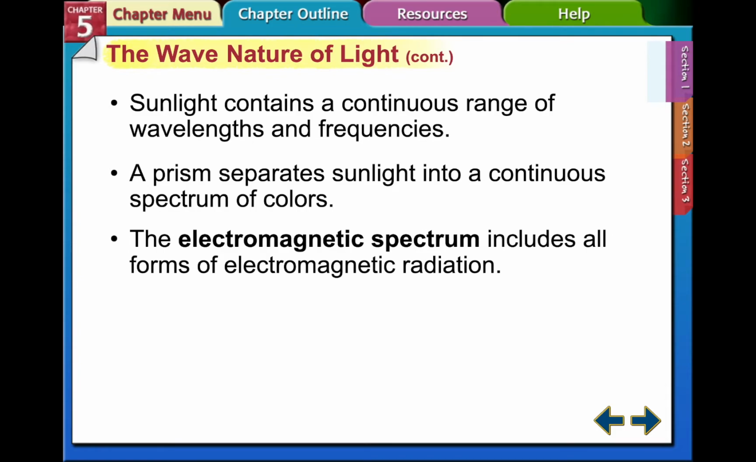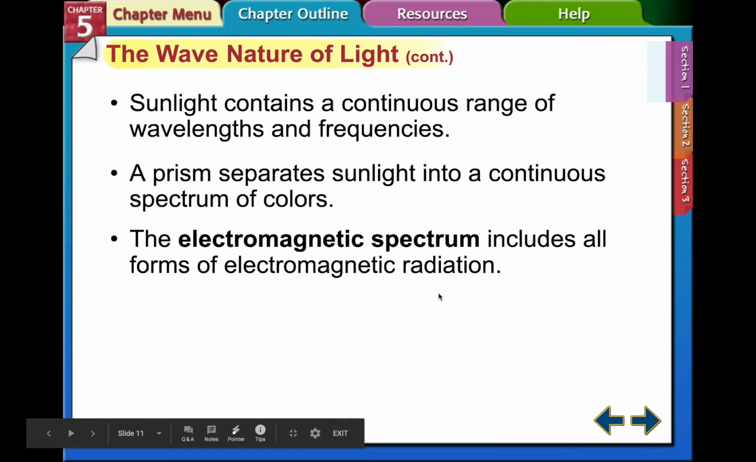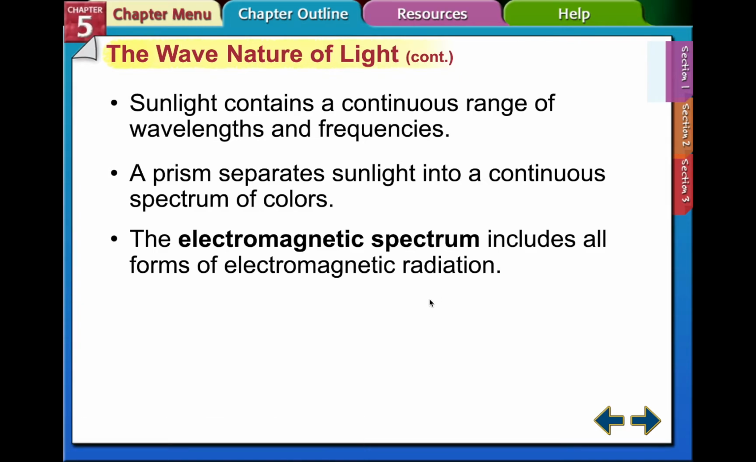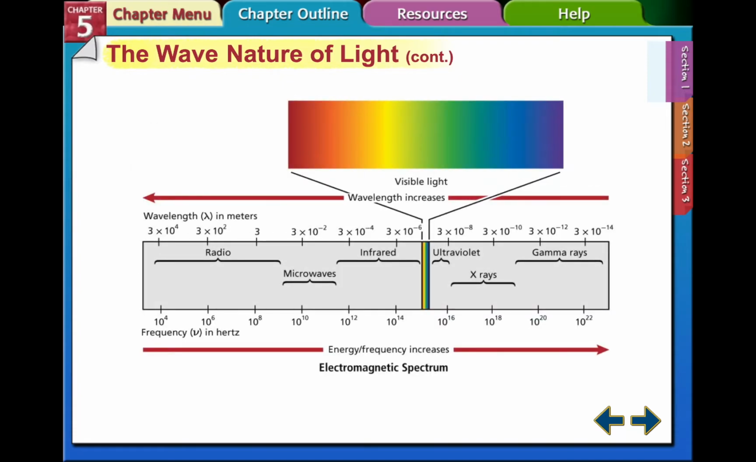Sunlight itself has a continuous range of wavelengths and frequencies, and so if you send sunlight through a prism, it will break it up into its component spectrum of colors. The visible light spectrum is a part of the electromagnetic spectrum that includes all forms of radiation. So this entire spectrum here is our electromagnetic spectrum. Only this very tiny portion here is what we can perceive, and that's visible light.